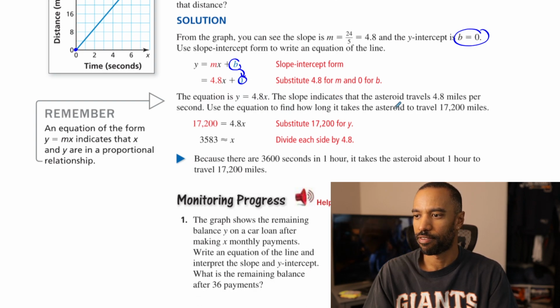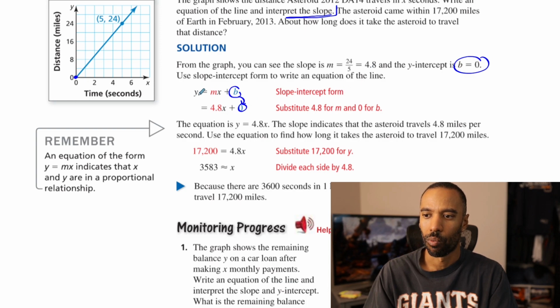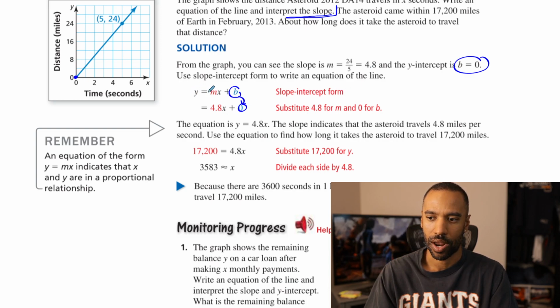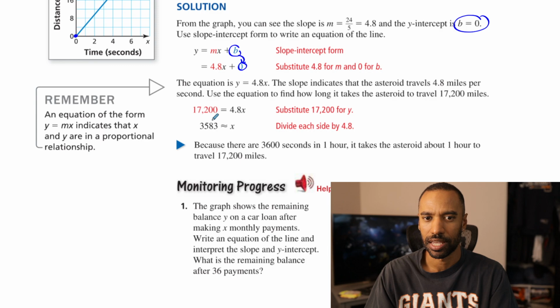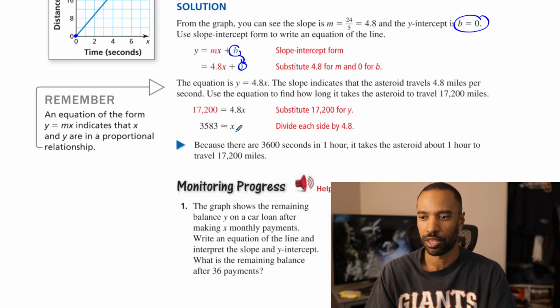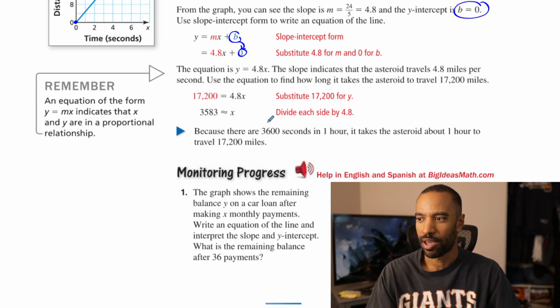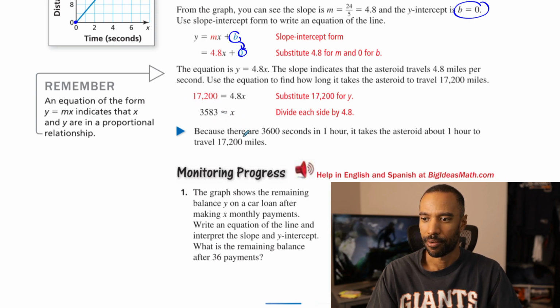And then use the equation to find how long it takes the asteroid to travel 17,200 miles. So y is the number of miles traveled, x is the amount of time taken. So if you set y equal to 17,200 and divide both sides by 4.8, you get approximately 3,583 seconds, 3,600 seconds. So it's about an hour, about an hour, according to that one.